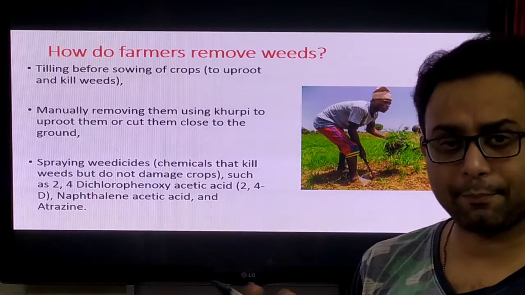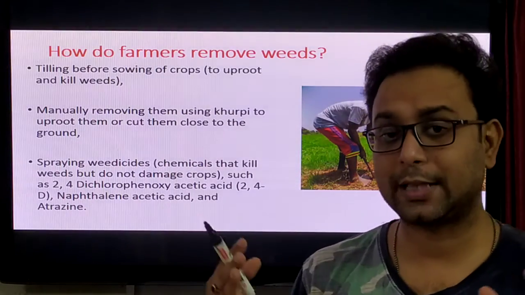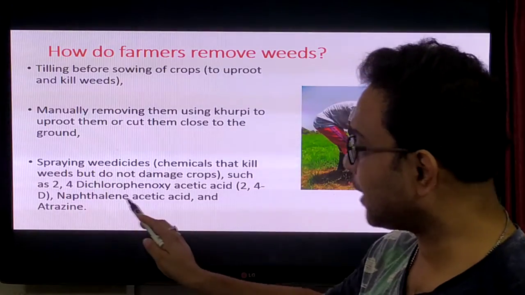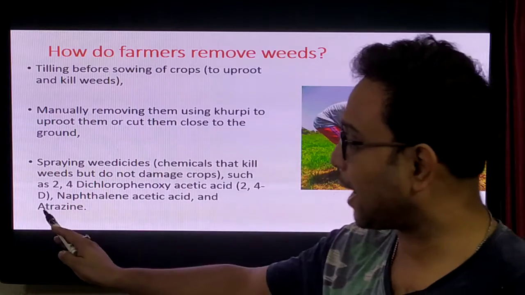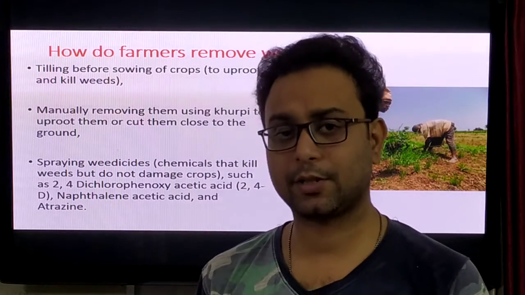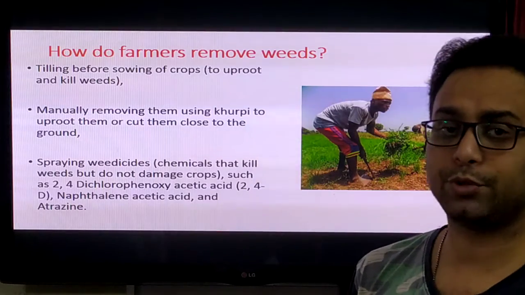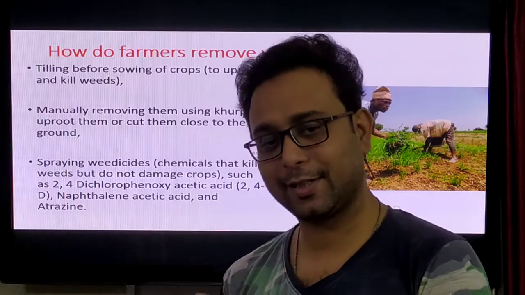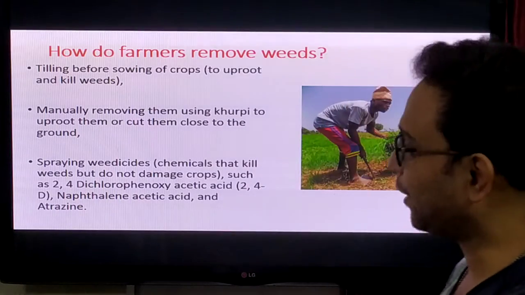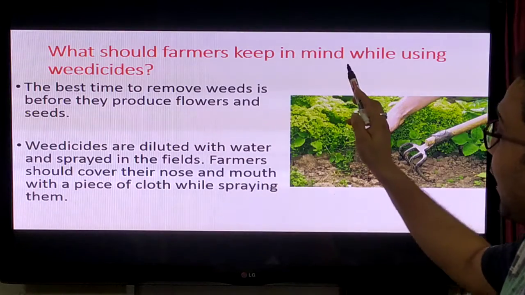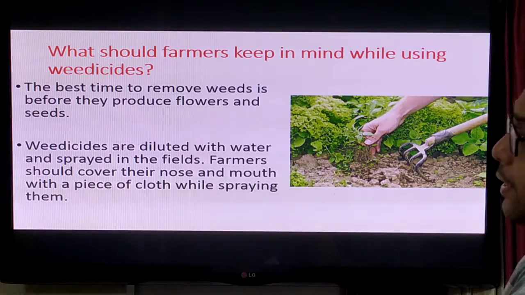Another example used as a weedicide is naphthalene acetic acid and atrazine. These are three important chemical substances which are generally used as weedicides to remove weeds. Clear? Okay, very good. So what should a farmer keep in mind while using a weedicide?